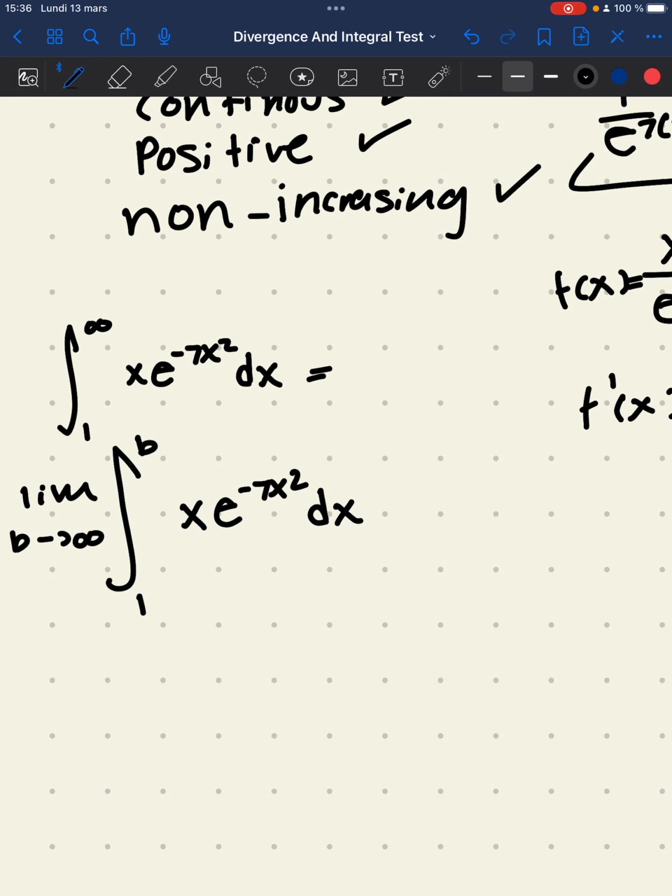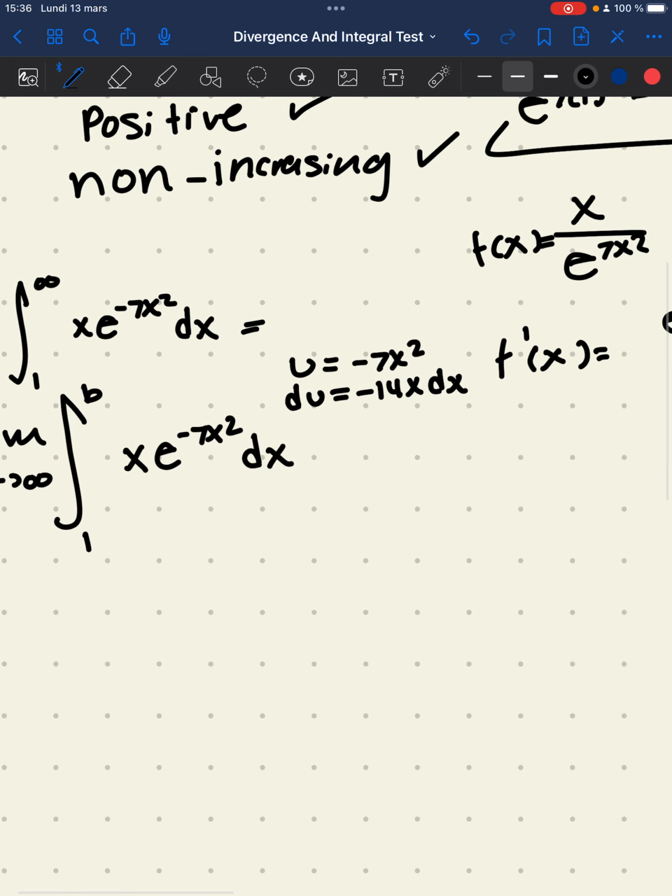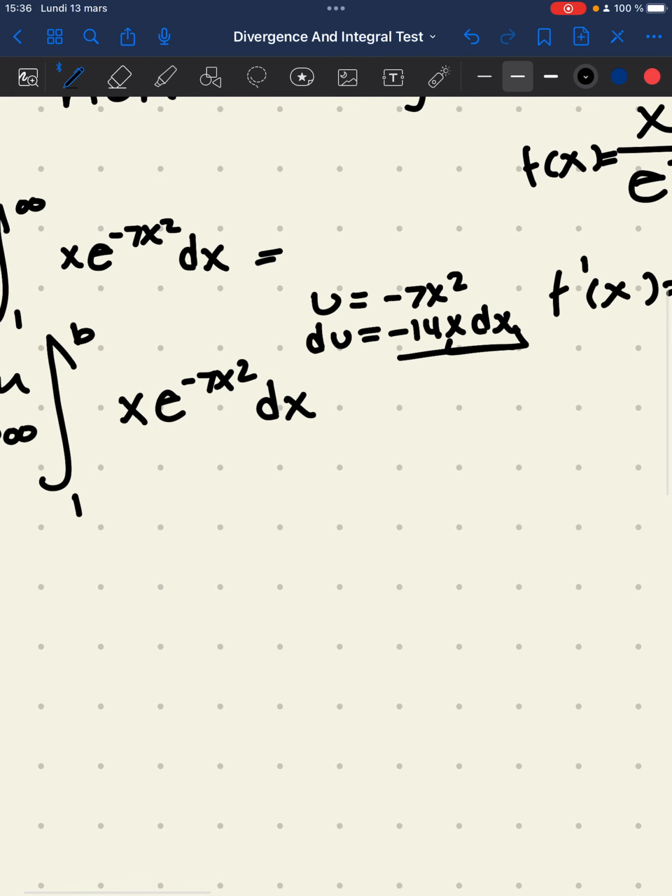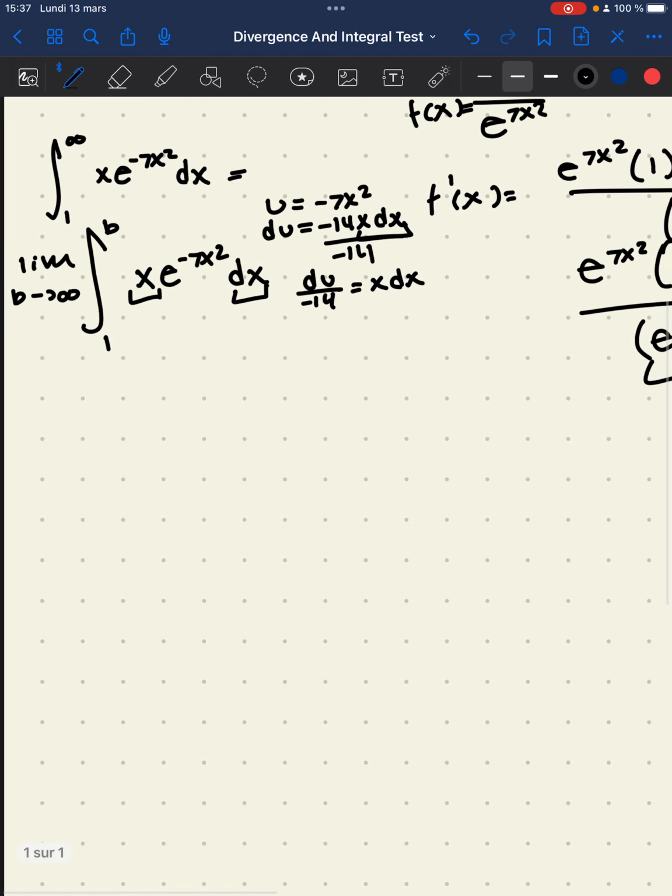Okay, now we can use u substitution. So u, we can let it equal negative 7x squared. Now du will be equal to negative 14x dx. Now notice we don't have a 14x dx, but we do have an x dx. So what we can do is divide both sides by negative 14. That would give us du over negative 14 is equal to x dx. And look, we have an x and we have a dx, so we can sub everything back in.